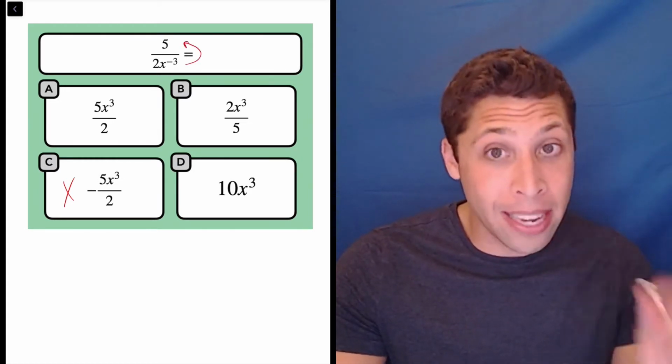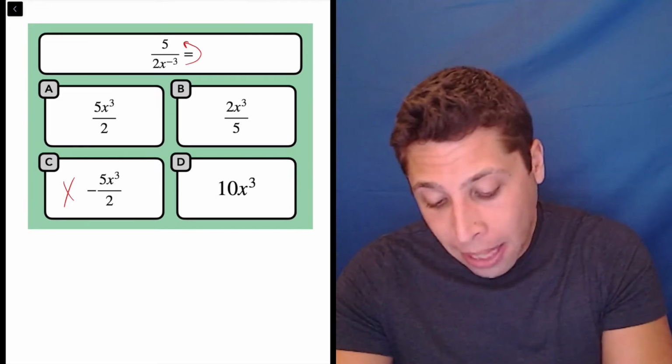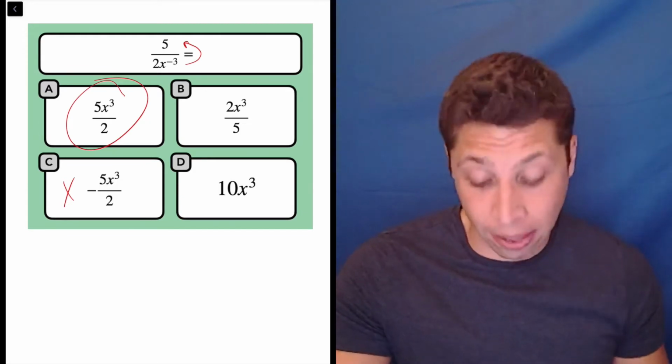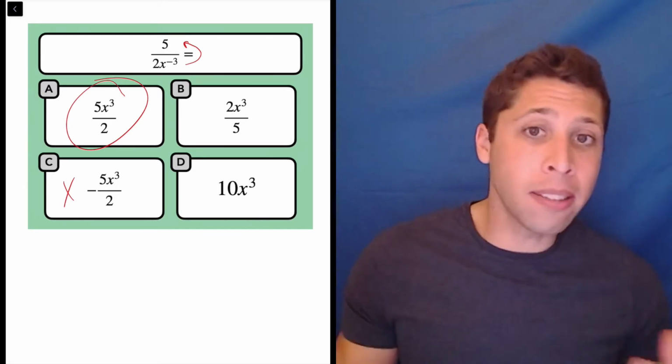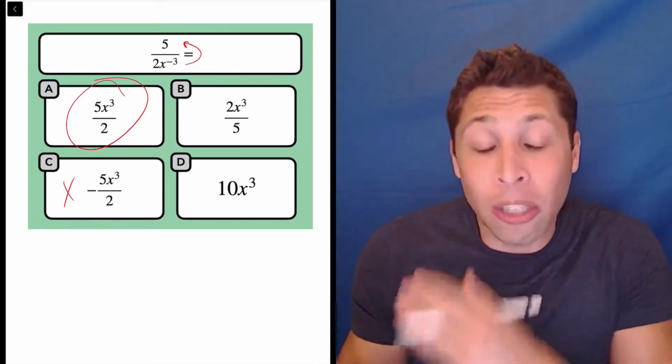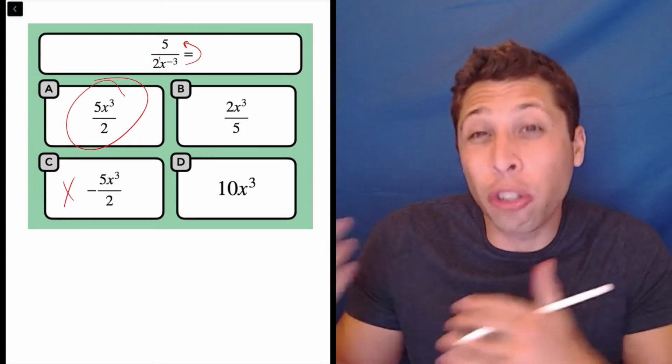So what's going to happen is x to the negative 3 is going to move into the top of the fraction and become x to the positive 3, x to the third. Notice, though, that the 2 doesn't move. That's because the exponent isn't on the 2, it's on the x. The 2 has its own exponent, which we kind of ignore because it's 2 to the first.